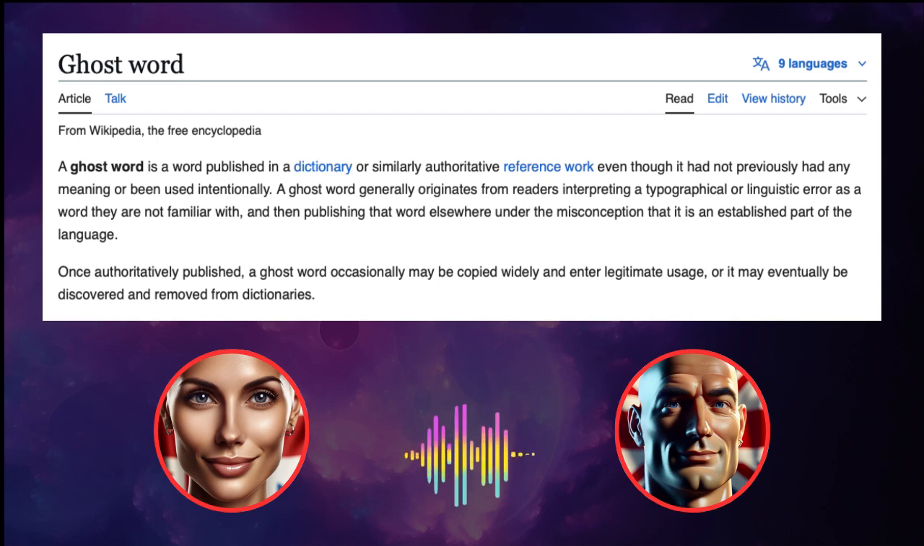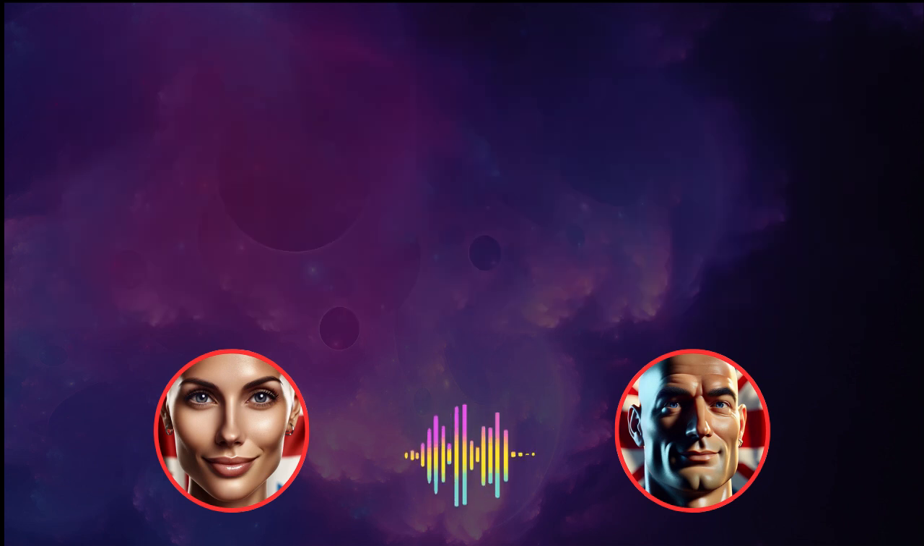Precisely. And that, my friend, is the beauty of language. It's a never-ending journey of discovery. So to our listeners, I say this: embrace the quirks, question the familiar, and never stop exploring the hidden depths of the words we use every single day.